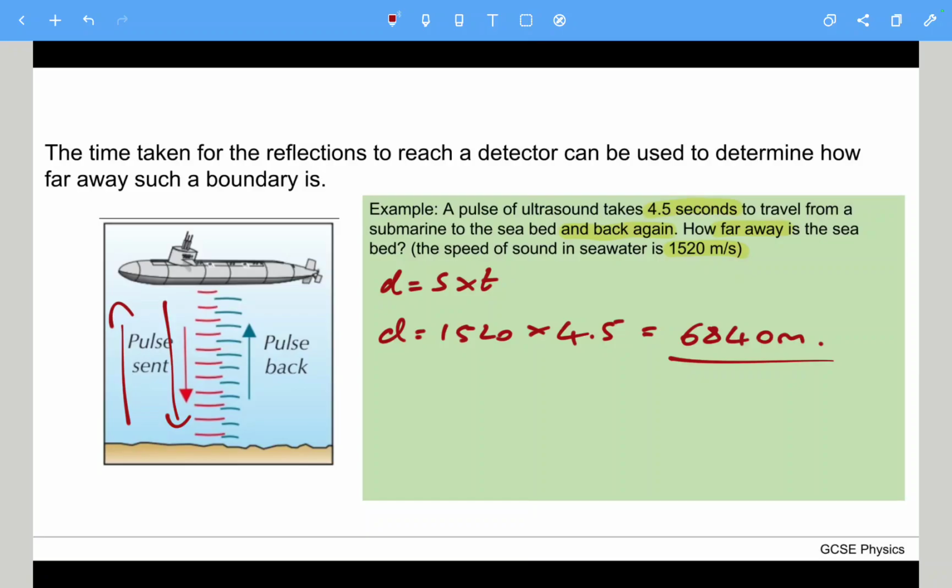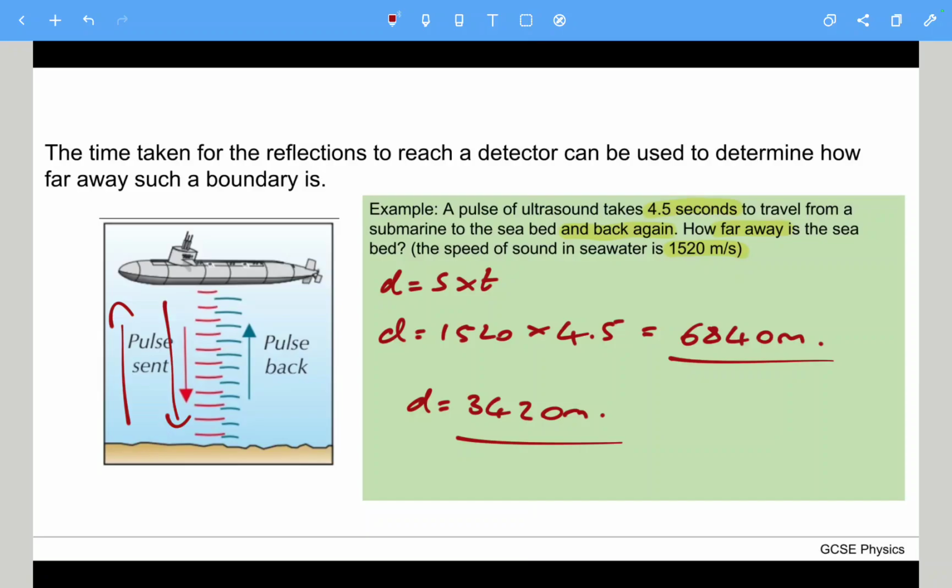So we obviously only want the distance to the bottom, so we need to half that value. So the distance to the seabed is 3,420 meters. If you got that, really well done. If not, treat that as an example.